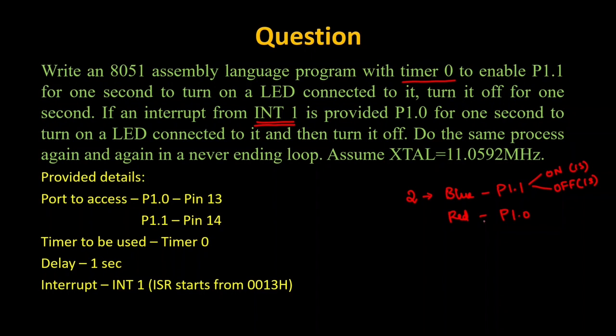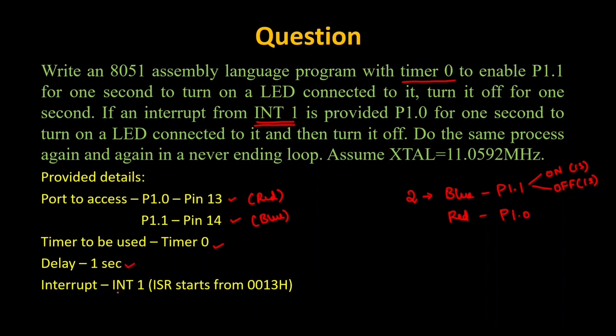We will try to consolidate what we have. The crystal oscillator frequency is the default for all. We have to access port 1.0, which is going to be the 13th pin on your connector, and P1.1, which is the 14th pin on your connector. The 13th pin is going to be the red LED and the 14th pin is going to be the blue LED. After that, timer 0 has to be used, and we have to create a 1 second delay. All of them have a 1 second delay.